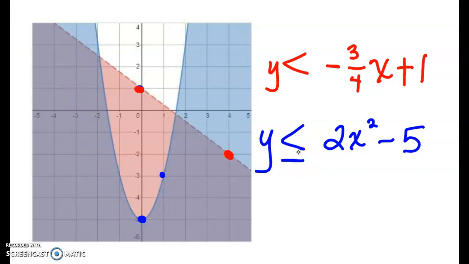So look at your solid lines, look at your dashed lines. Is it shaded above a line or below a line, or above a vertex or below a vertex, to figure out if it's less than or equal to? Okay, that's just a little quick review.